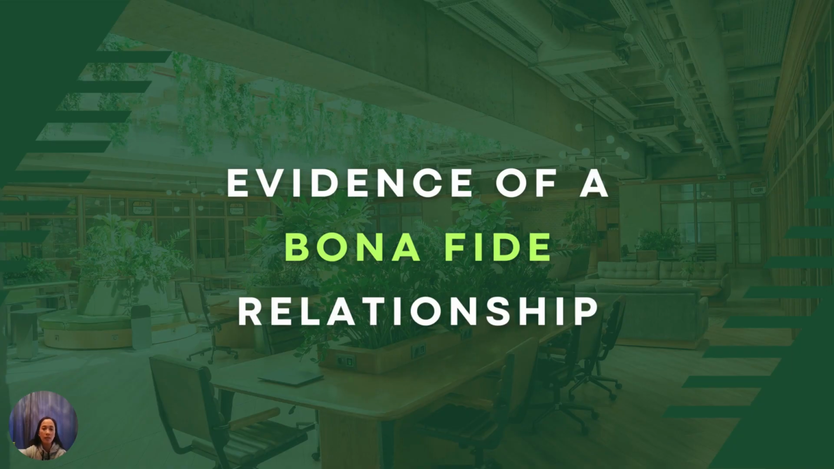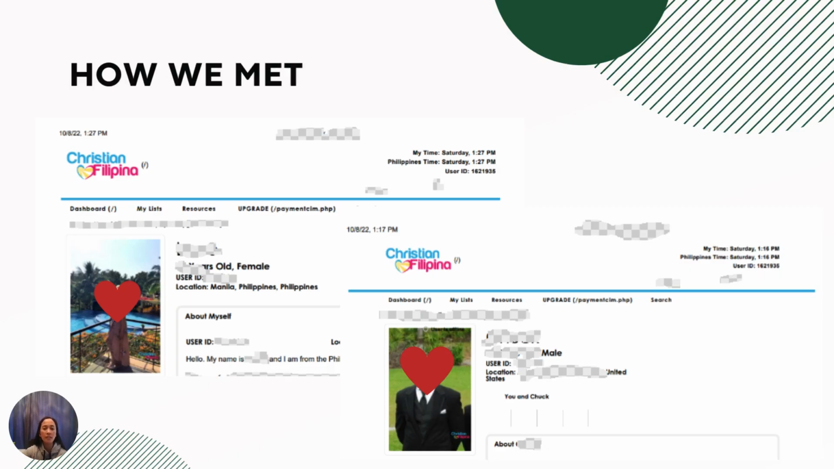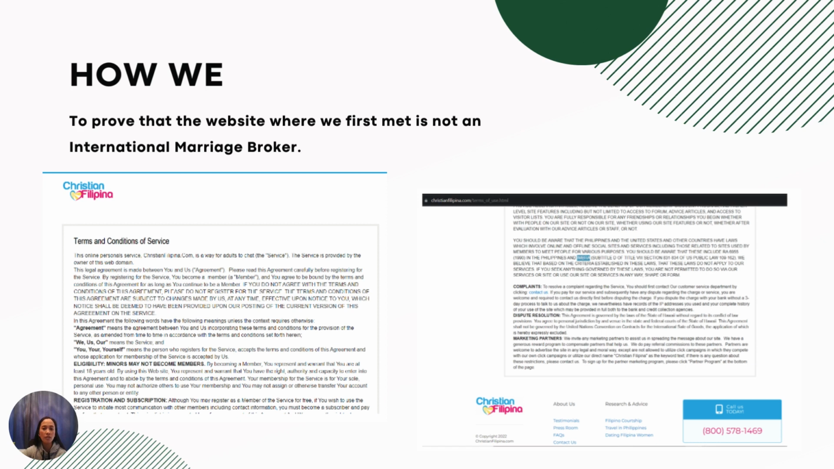Now, once you're done, we have to go over the evidence of a bona fide relationship and what you are going to include. For us, my husband and I met through a Christian Filipina dating website. We basically took screenshots of our profiles and a few pictures of our first chats or conversations with date and time. We also printed the terms and conditions of the Christian Filipina dating website to prove that this website is not an international marriage broker.